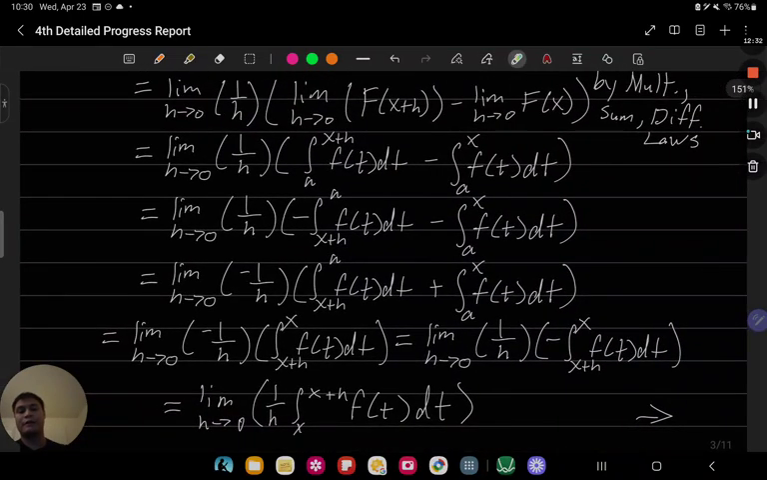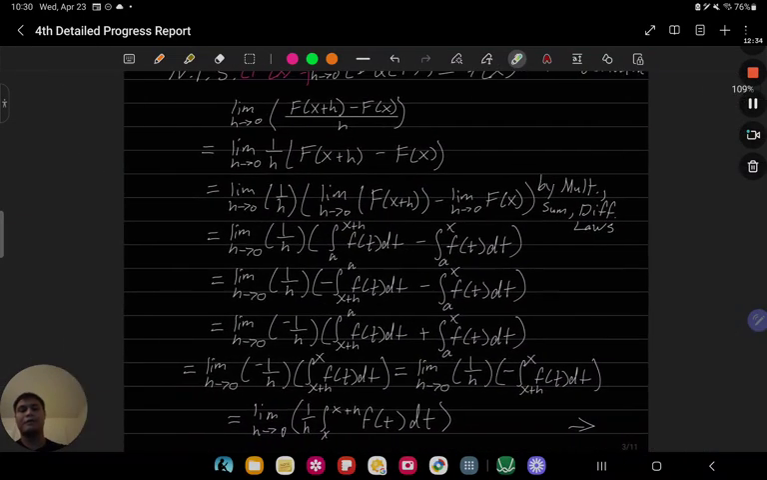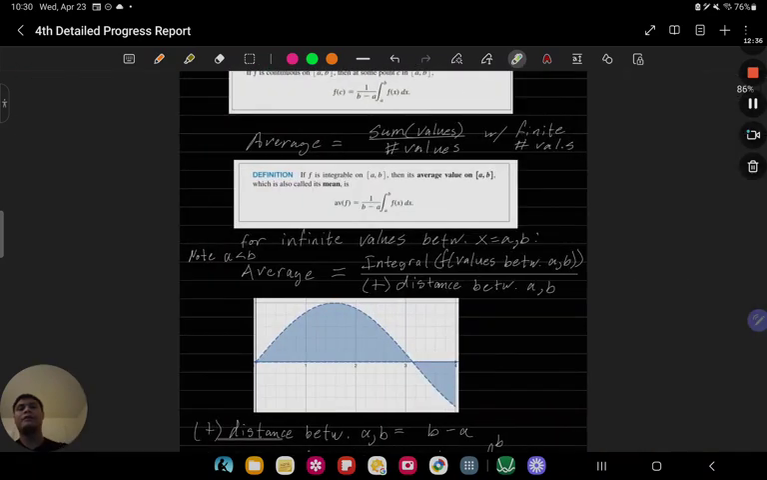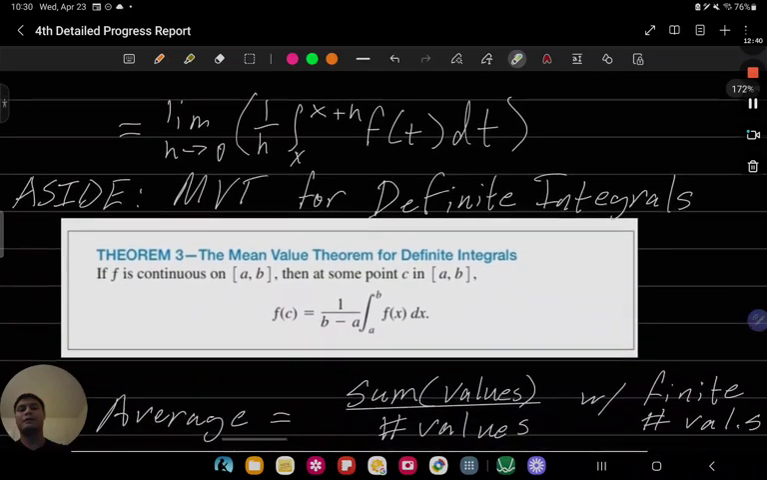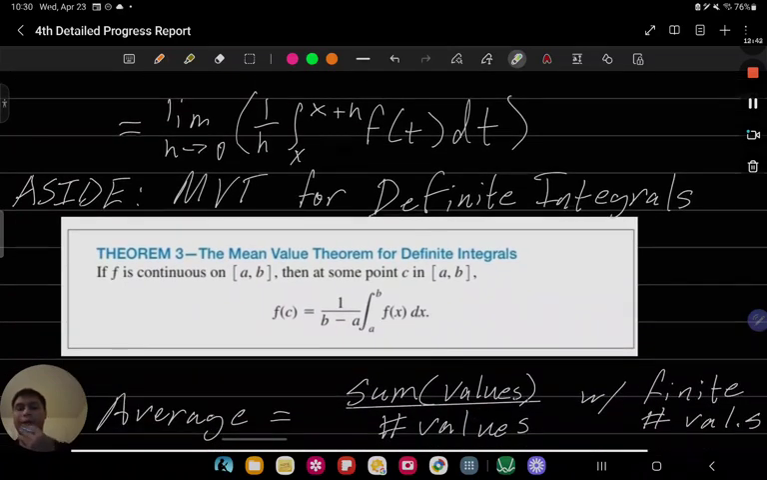And then to continue, let me just zoom out really quick. To continue, we're going to talk about the mean value theorem. Now, what is a mean? Well, that's just an average. That's really what the mean is.